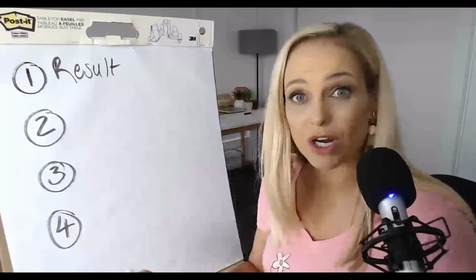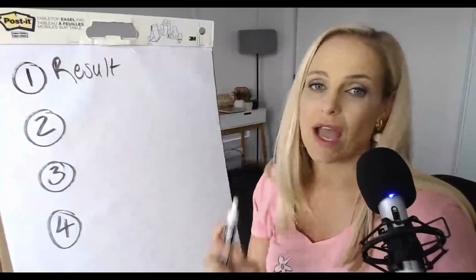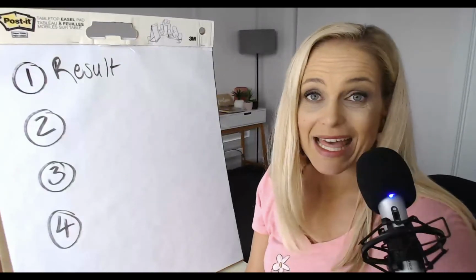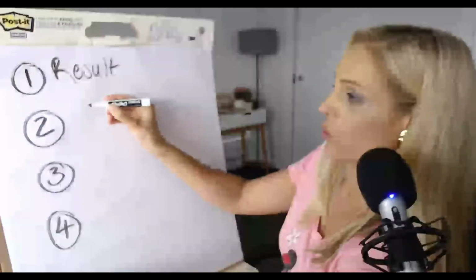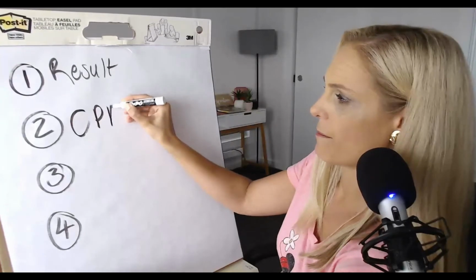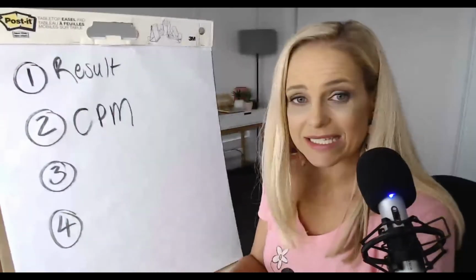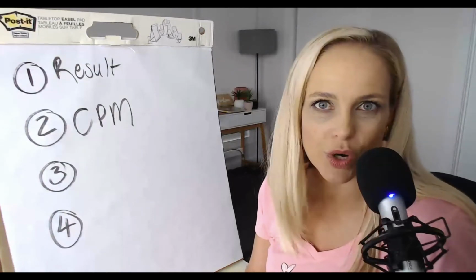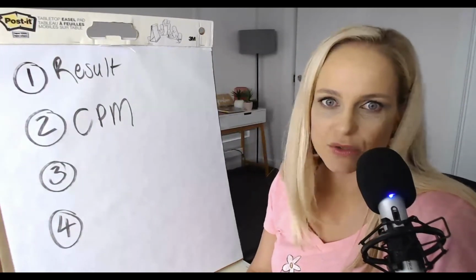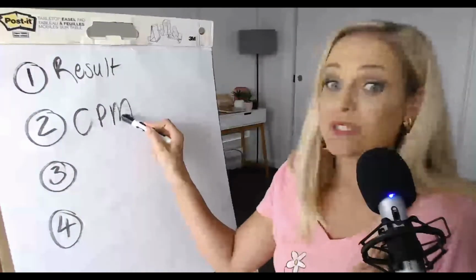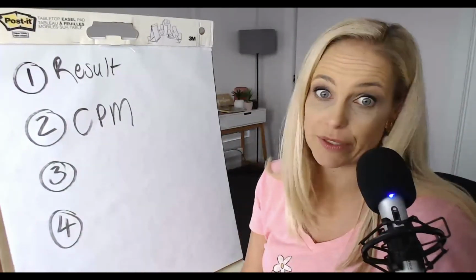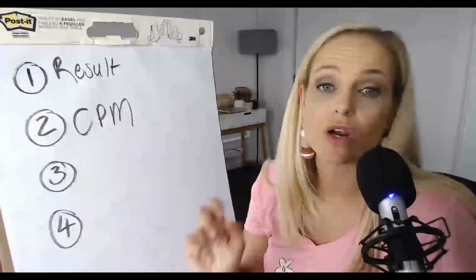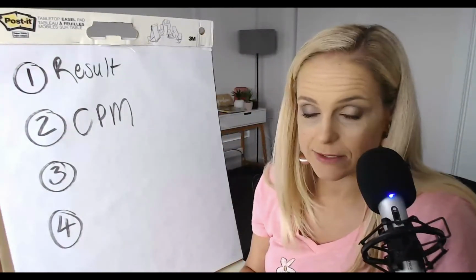So the next number you want to look at, let's say you're not happy with the result. You look at your result and you decide you're not happy with it. The next number you're going to look at is what we call the CPM. CPM is short for cost per 1,000. Now, if you didn't know that M stands for 1,000, you would not be alone. I had to learn that as well. CPM is short for cost per 1,000 impressions.